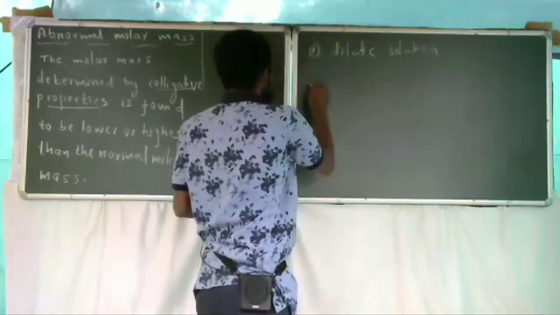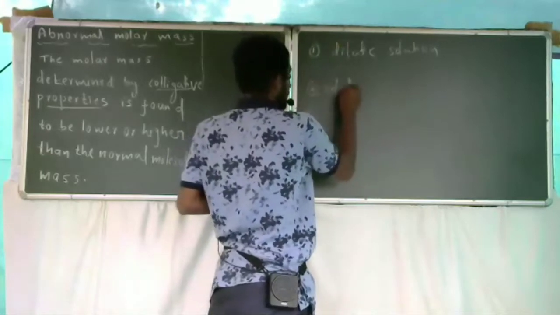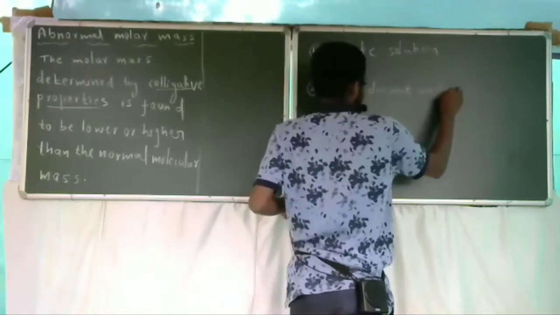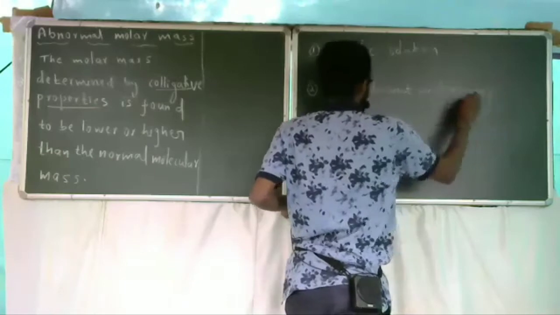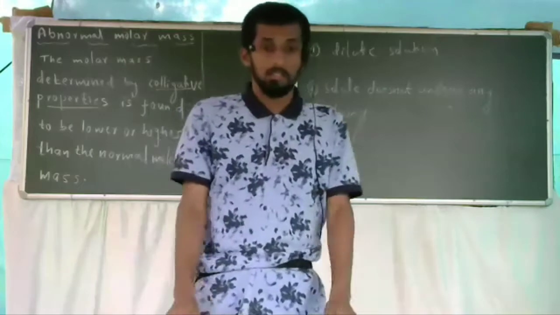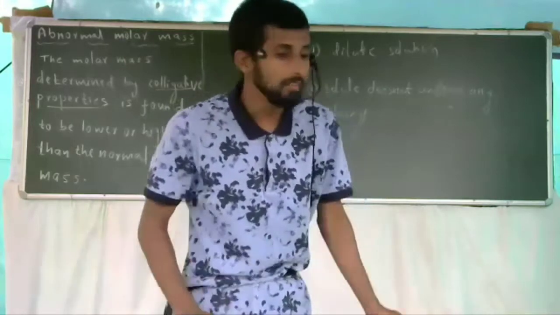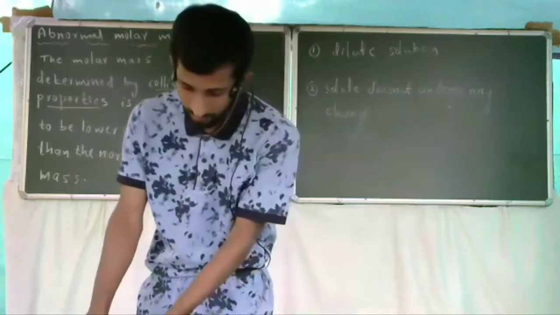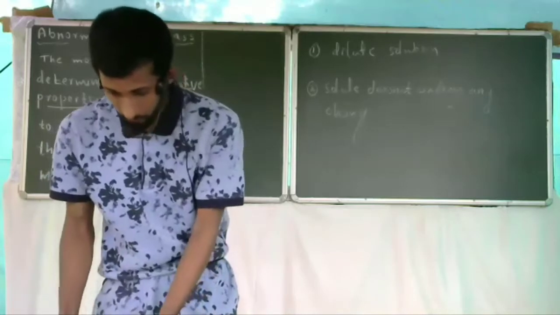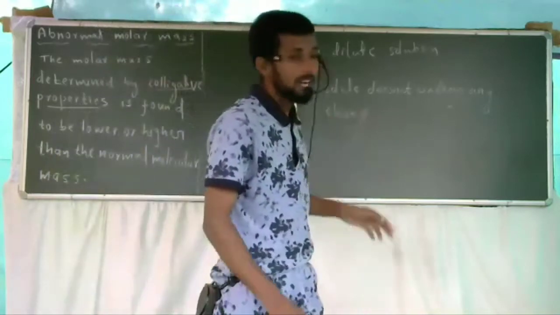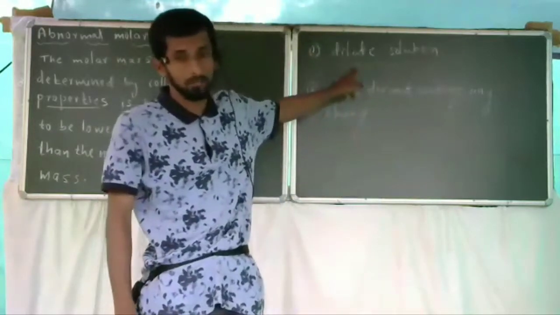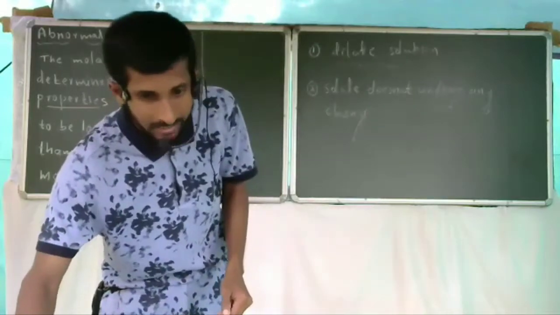Second condition is the solute does not undergo any change. If there is no change in the solute, then we can use this property. First condition is you have to take a very dilute solution. Second condition is that the solute does not undergo any change. This one is clear, right? A dilute solution, you have to prepare a very dilute solution. Then we'll discuss what is the meaning of there being no change in the solute.